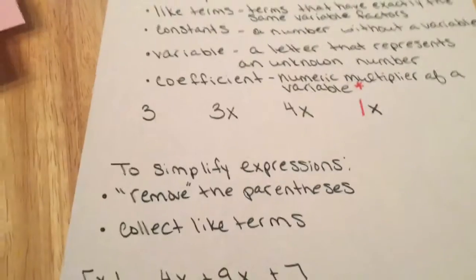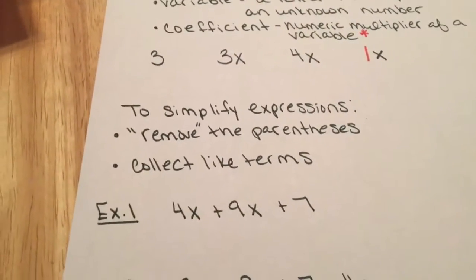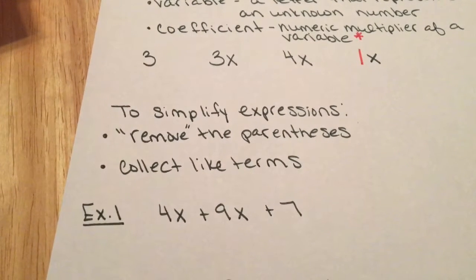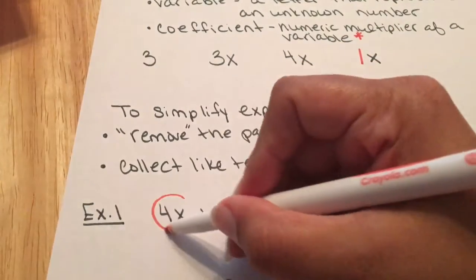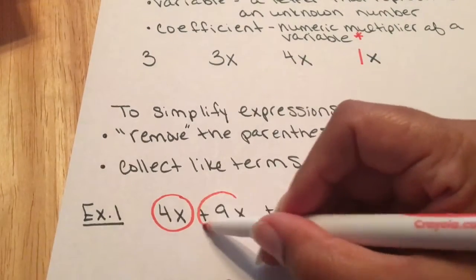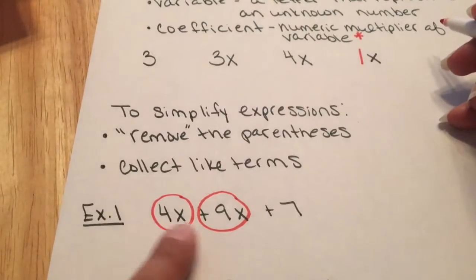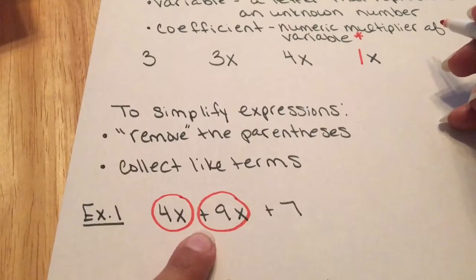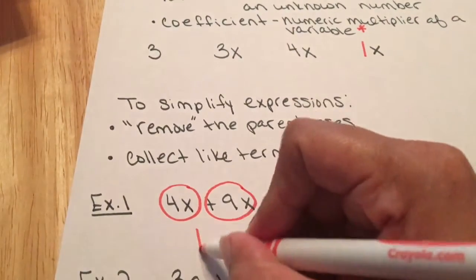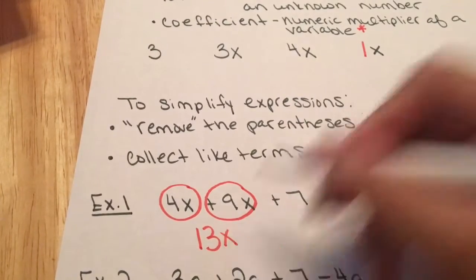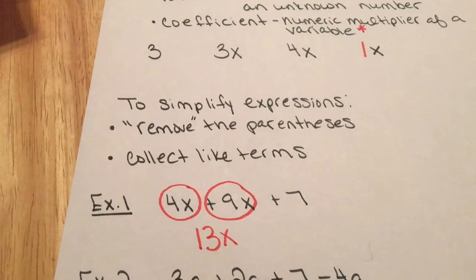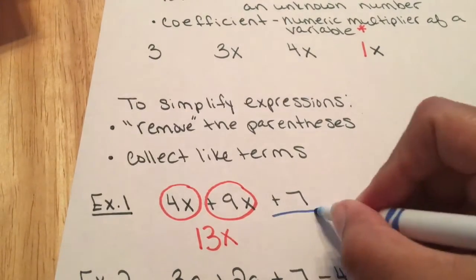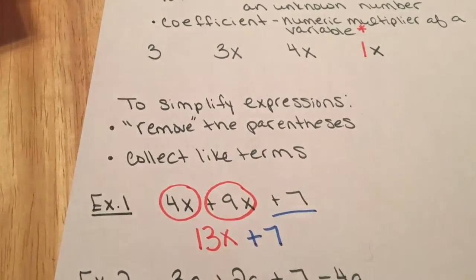On example 1, we have 4x plus 9x plus 7. So when we start simplifying those, all we're going to do is look at our like terms. So our like terms, hopefully we've noticed, are 4x and 9x. And we're going to go ahead and add those two together. So 4x plus 9x is 13x. And then that 7 is just hanging out there by itself. Since it has no other like terms that go with it, I'm just going to keep it here.